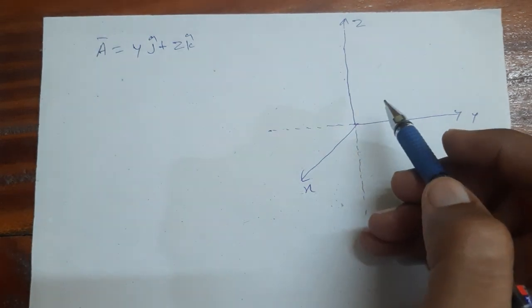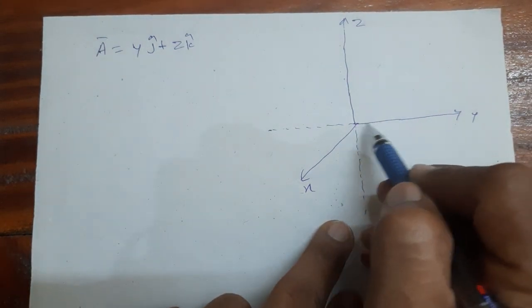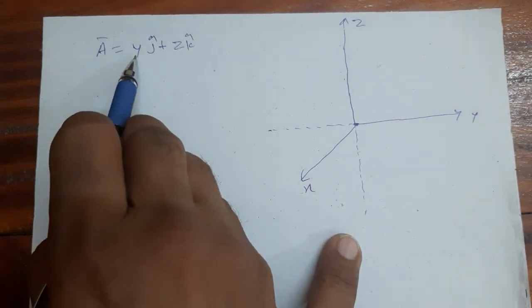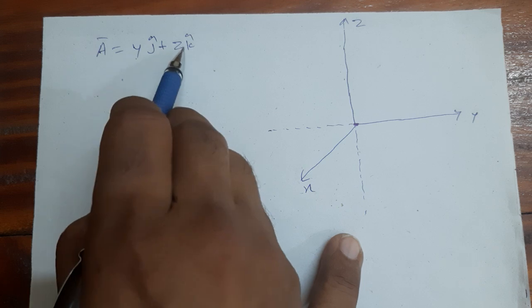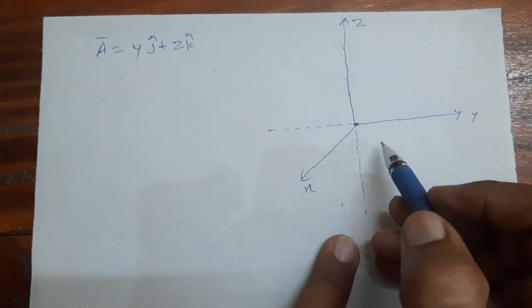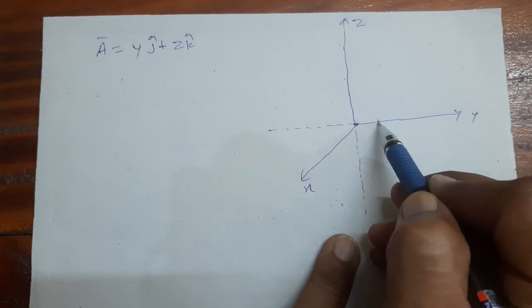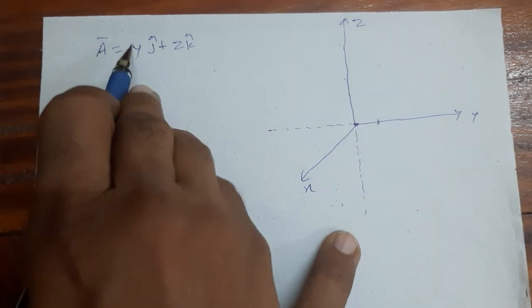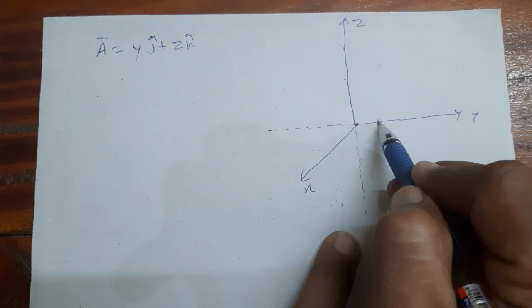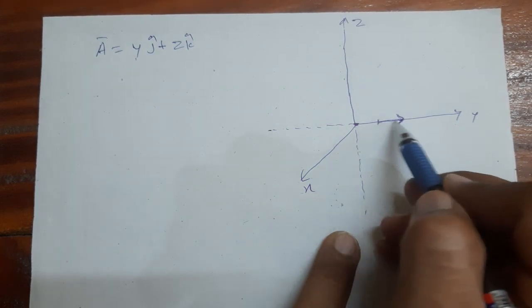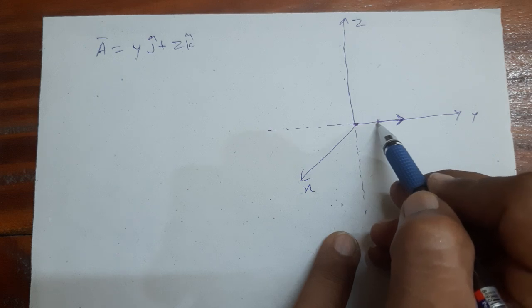For that I will think about a particular point. Let the point be the origin, 0, 0, 0. Here if I substitute y to be 0, z to be 0, then it is 0 j cap, 0 k cap, means it is a null vector, the vector having 0 magnitude. For the point y is equal to 1, x is 0, z is 0, it is 1 j cap, that means it is 1 along j cap, the vector is something like this. This is the vector function at 0, 1, 0.